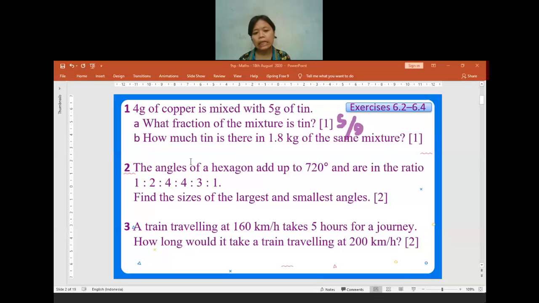How much tin is there in 1.8 kilograms of the same mixture? How much tin will be there? 1,000 grams. Okay, 1000 grams or 1 kg is okay. Is there anyone who is confused so far? Or is there anyone having any question?